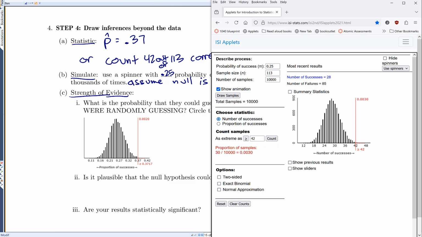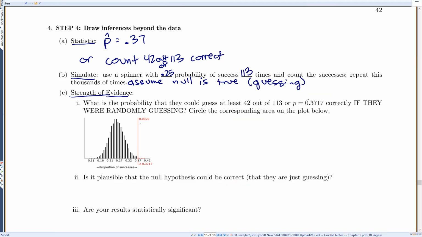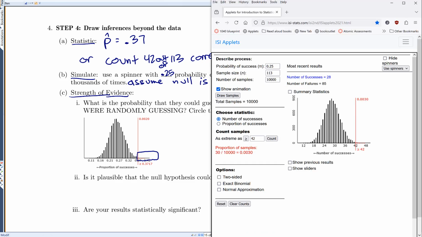Let's count that. Okay, so the chance of them getting 42 or more correct is 0.003. When I did it before, I got 0.002. Again, every simulation will be slightly different. That's just fine. Okay. Notice we did say that we wanted the 42 or more. So we're going to find that 42 or more, and that would be this area, everything over to the right. Now you'll notice the one that I put into your chart was actually only the proportion of successes.